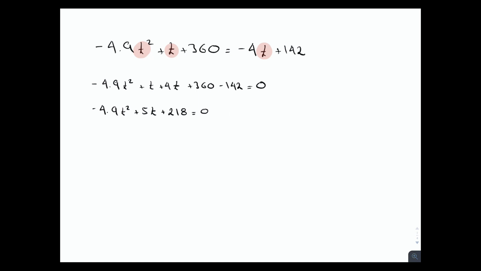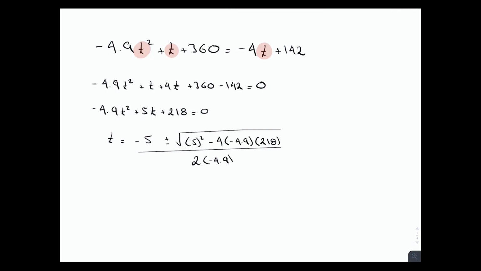Now this equation, because it has this decimal here, might be a bit hard to factor using the decomposition method. So I'm just going to do a quick plug and play into my quadratic formula, which at this stage I'm sure you're comfortable working with. I'm going to square my b: negative 5 squared minus 4 times negative 4.9 times 218, and that's all divided by 2 times negative 4.9.